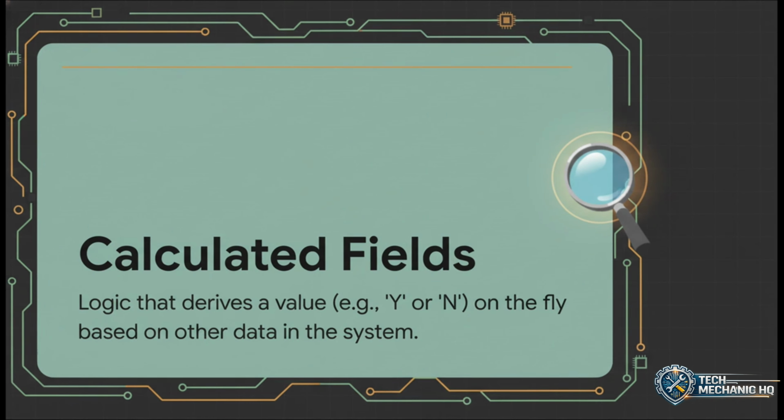The solution was actually beautiful and had two main parts. And get this, no custom code, all native configuration. The first piece was something called a calculated field. Just think of it as a little piece of dynamic logic. It doesn't store anything, it just figures out a value on the fly based on other data. It's basically the brain of our operation.